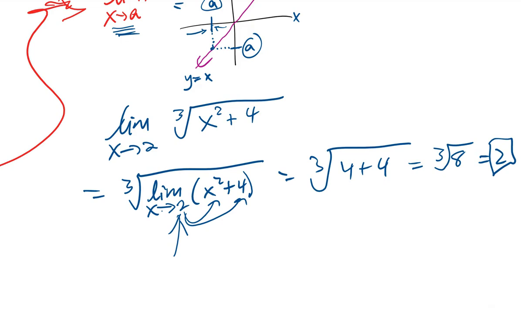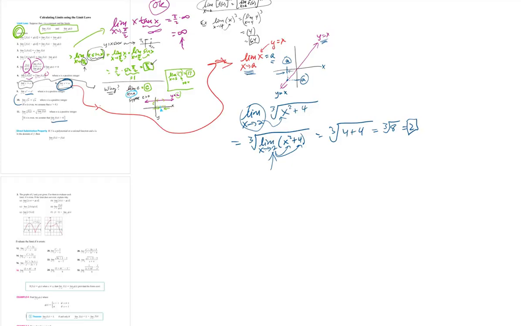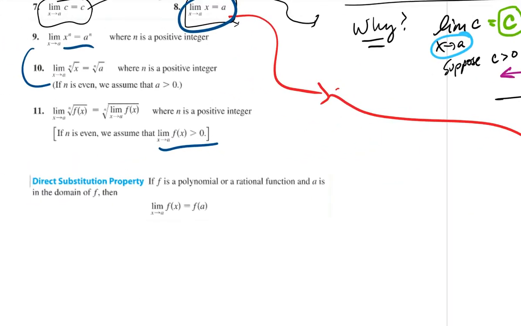All right, so essentially what it says is you can take this limit and you can plug it in here. It distributes into the root. Once again, you have to be careful. If the limit is negative, you can't do this. It's got to be positive.